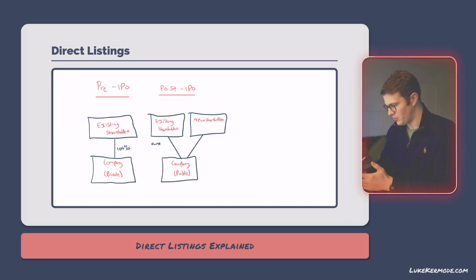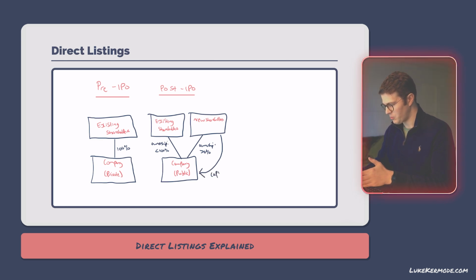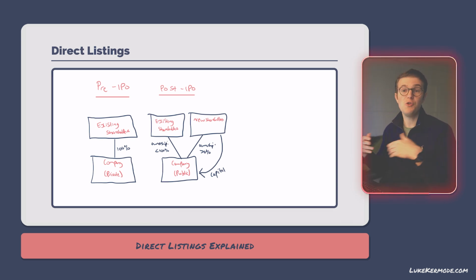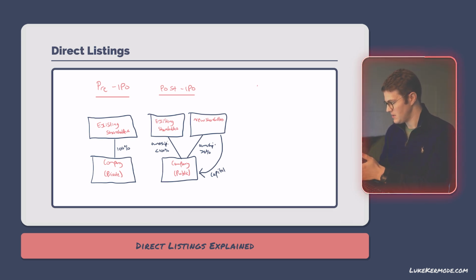So the existing shareholders, assuming they were diluted, will now own less than 100% of the company, and the new shareholders will own a certain percentage of the company. And in exchange for that new equity that's been issued, the new shareholders will provide capital. So that's how an IPO works. The existing shareholders are diluted, new shareholders are added typically, and those new shareholders provide equity capital to the business.